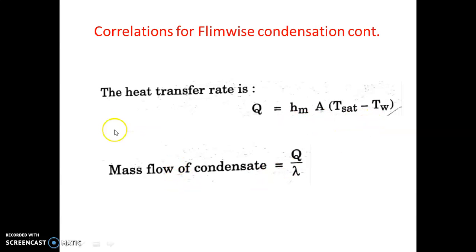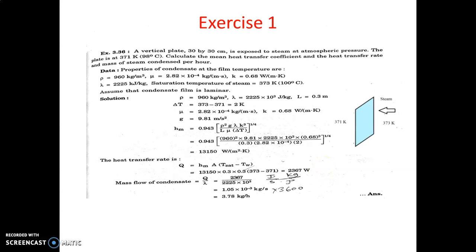Then sometimes you have to calculate the mass flow rate of that condensate. So how much mass flow rate is obtained from that condensate? For that purpose you have to just put the value of this Q here, and lambda, that means the latent heat of vaporization, is given in that problem. So you have to just put that value and we will obtain the mass flow rate in kg per second or kg per hour. So we will look at one problem first.